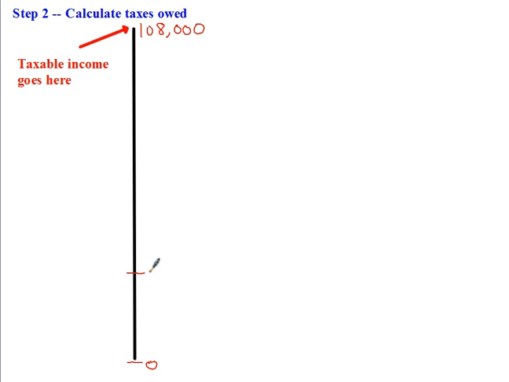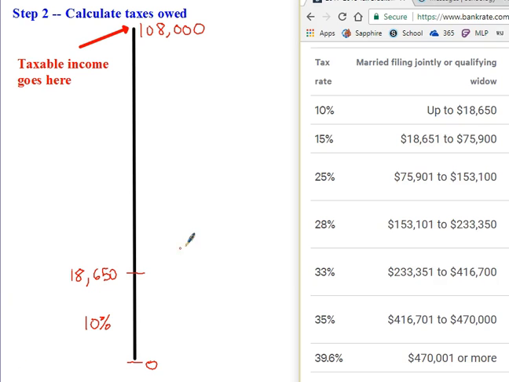Any of that income is going to get taxed up to $18,650. That's going to get taxed at 10%. Okay, just that income is going to get taxed at 10%. So that's going to be important. All right, let's bring the brackets back up.